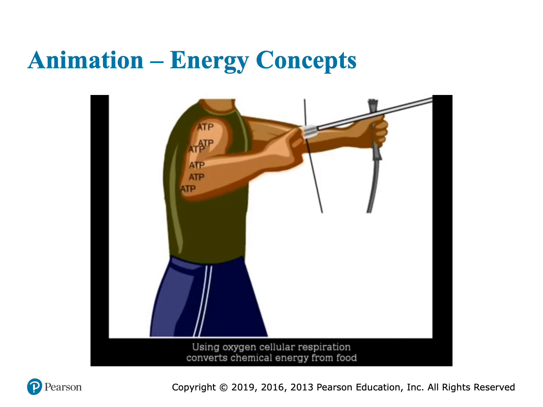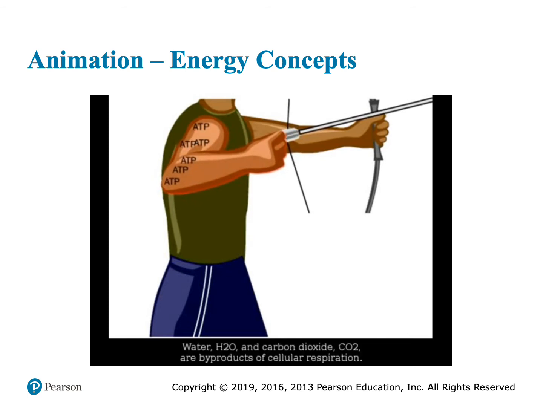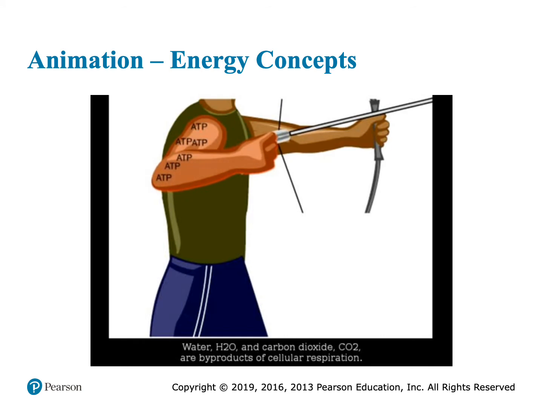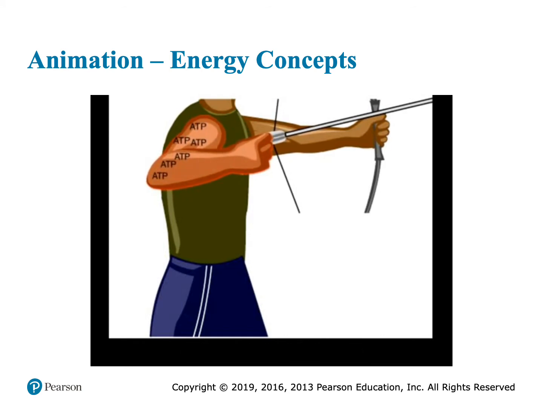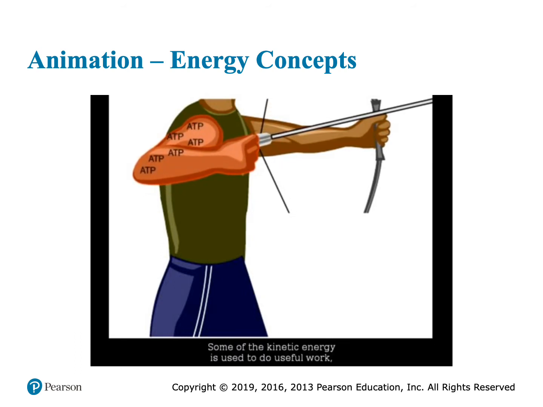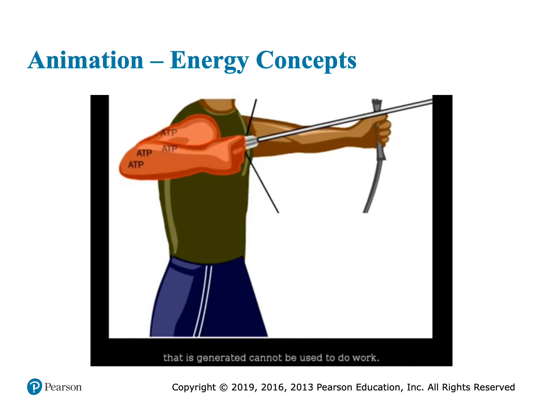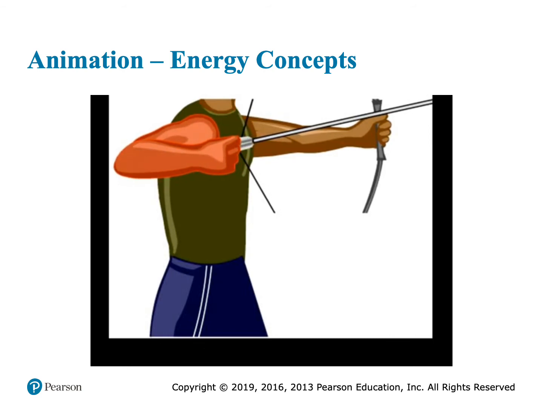Using oxygen, cellular respiration converts chemical energy from food to another form of chemical energy called ATP. Water, H2O, and carbon dioxide, CO2, are byproducts of cellular respiration. The potential energy of ATP can be converted to kinetic energy. Some of the kinetic energy is used to do useful work, such as pulling back a bowstring, but the heat energy that is generated cannot be used to do work.